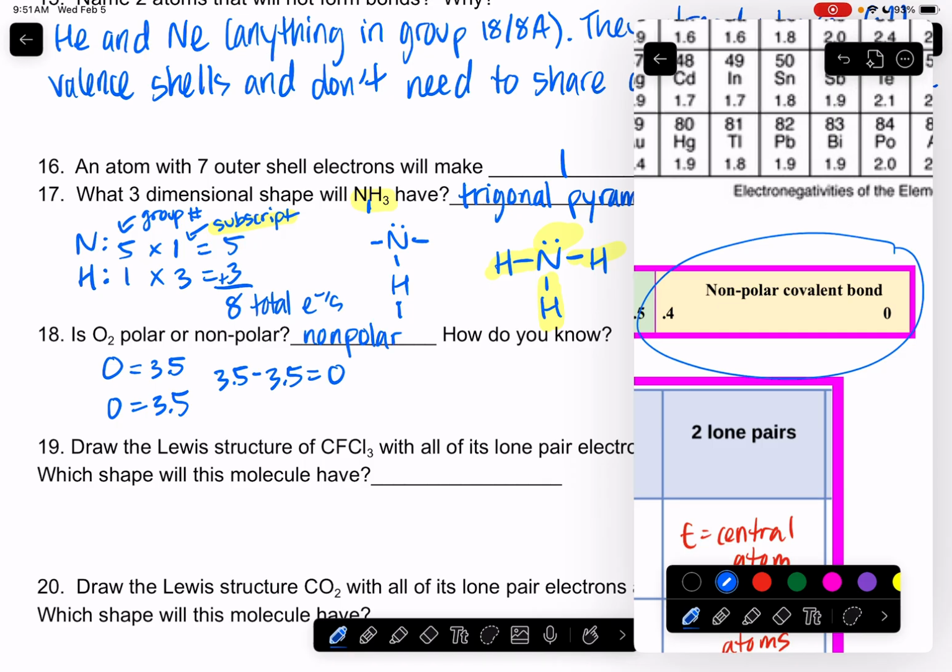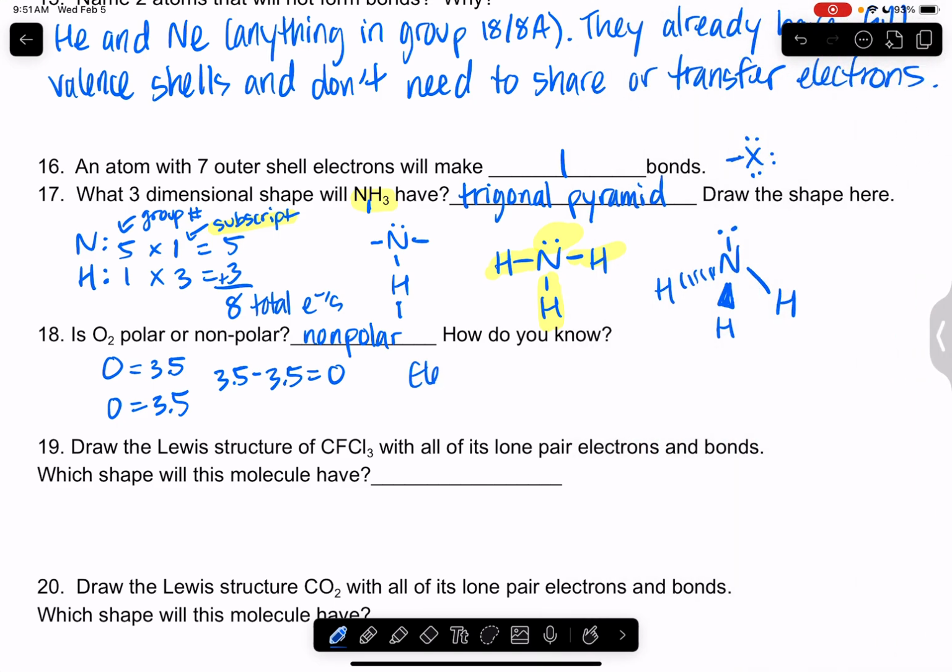And the why is because we have an electronegativity difference of 0.